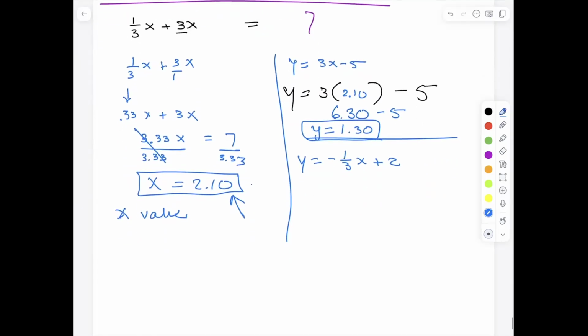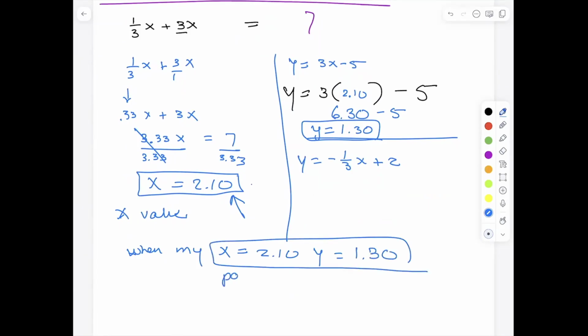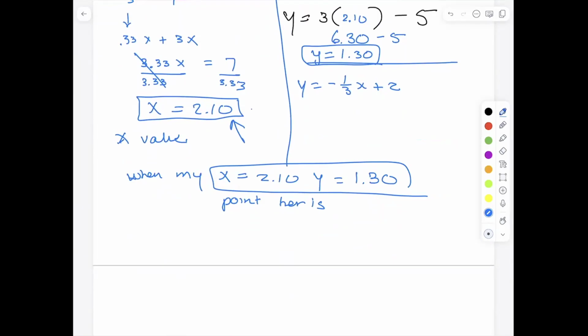So when x is equal to 2.10, y is equal to 1.30. This point here is the point that is the same for both equations.